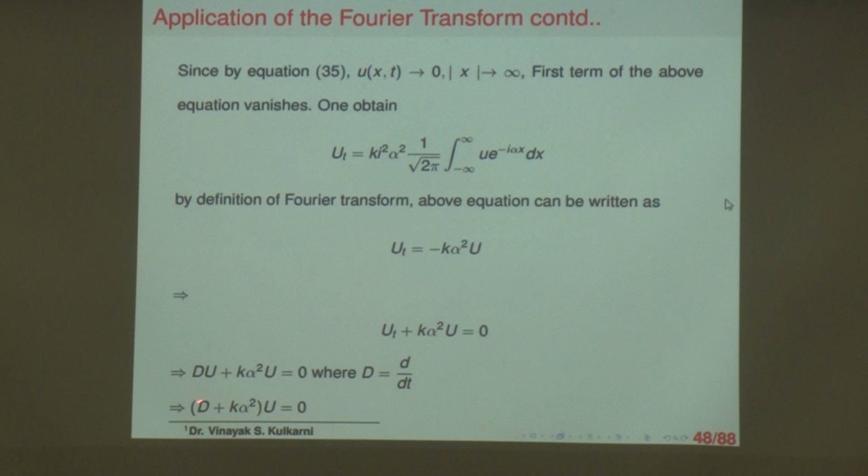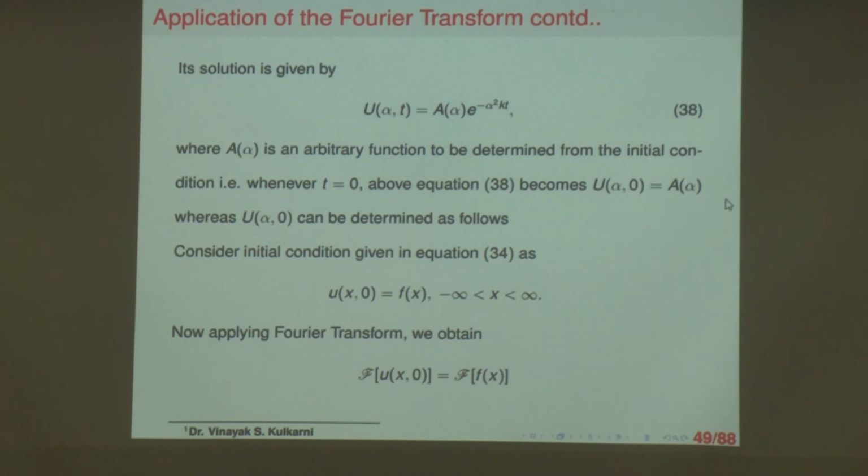Okay, and therefore you can see here, this is the ordinary differential equation. I can use the operator D, where D represents d by dt over here. So (D plus k alpha squared) U equals 0. This is the ordinary differential equation which can be easily solved next, and whose solution is given by this particular thing. As it's a single root, minus alpha squared k, I can write it here. A alpha is an unknown coefficient, like your constant coefficient. So again our job is to find the value of A alpha.